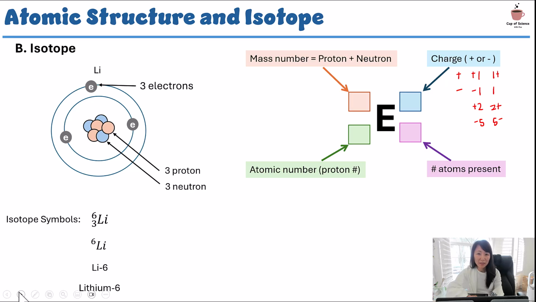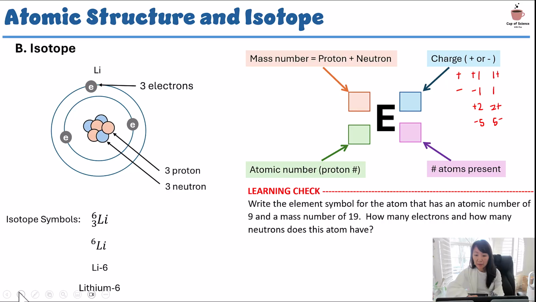Let's do a learning check. Write the element symbol for the atom that has an atomic number of 9 and a mass number of 19. How many electrons and how many neutrons does this atom have? Well, we're going to first find out what this element is. Look in your periodic table and see what carries the atomic number 9, and come back.